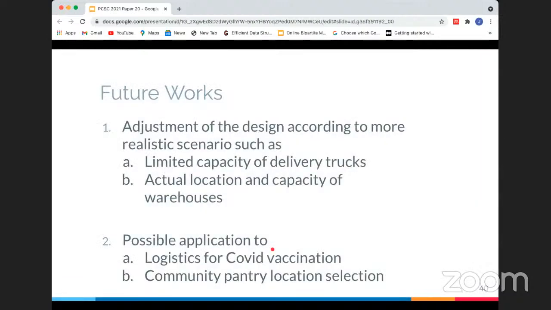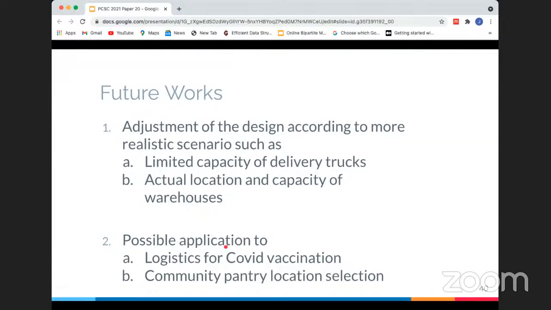And then for the future works, we wanted to adjust the design according to more realistic scenarios because we had assumptions before that are very simple. For example, we assume that the delivery trucks have unlimited capacity, but in reality, they have limited capacity. And then we just used the lat long published by NSO, not actual warehouses, but we can actually use the actual location of warehouses and capacity of the warehouses.